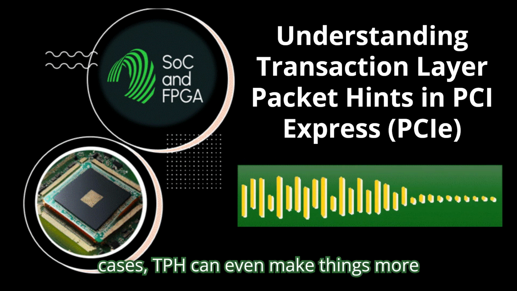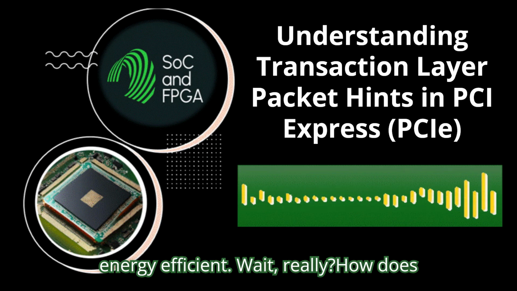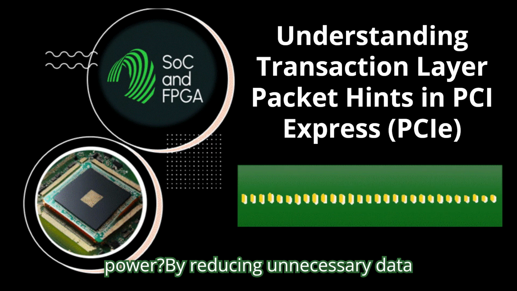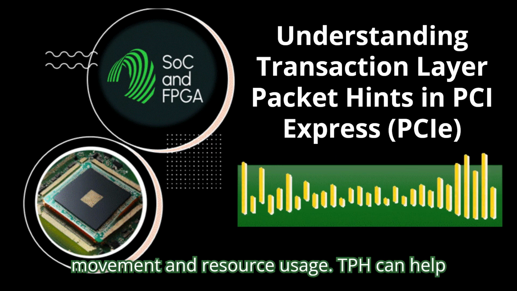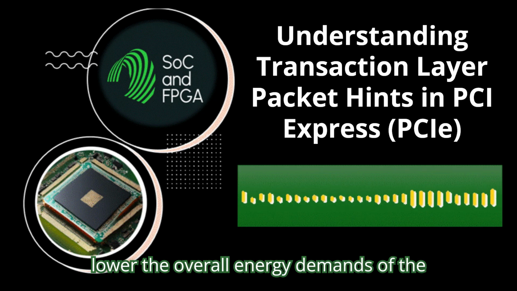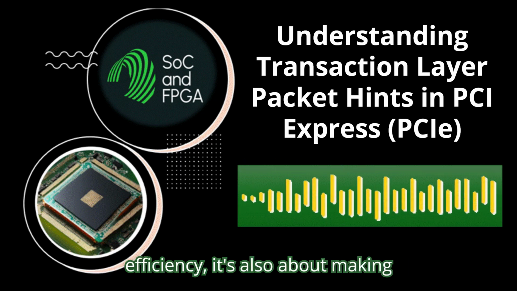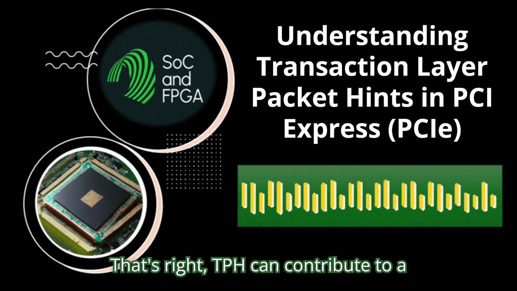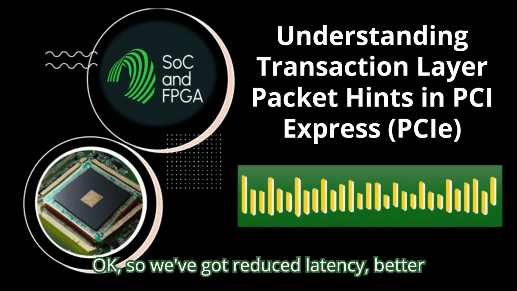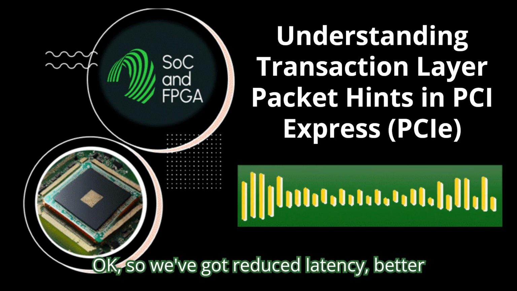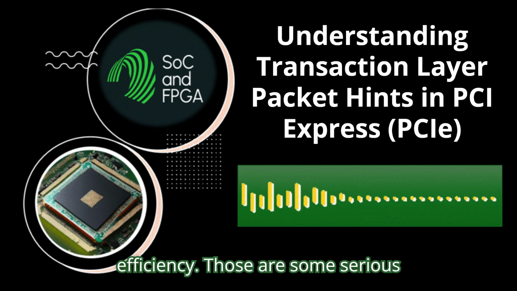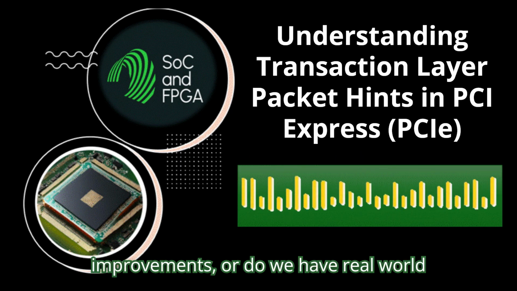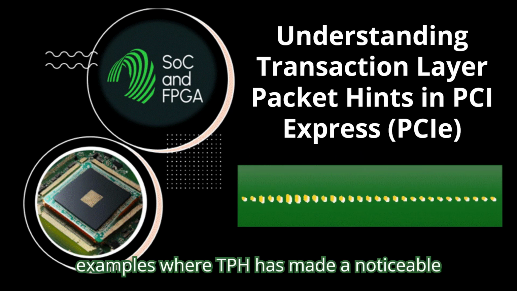And in some cases, TPH can even make things more energy efficient. Wait, really? How does optimizing data flow lead to using less power? By reducing unnecessary data movement and resource usage, TPH can help lower the overall energy demands of the system. So it's not just about speed and efficiency, it's also about making computing more environmentally friendly. That's right. TPH can contribute to a more sustainable computing experience. Okay, so we've got reduced latency, better bandwidth utilization, and even energy efficiency. Those are some serious benefits. Are these just theoretical improvements, or do we have real-world examples where TPH has made a noticeable difference?